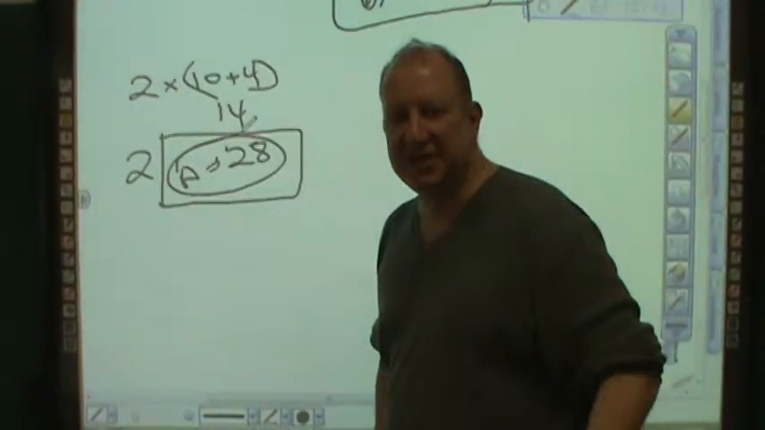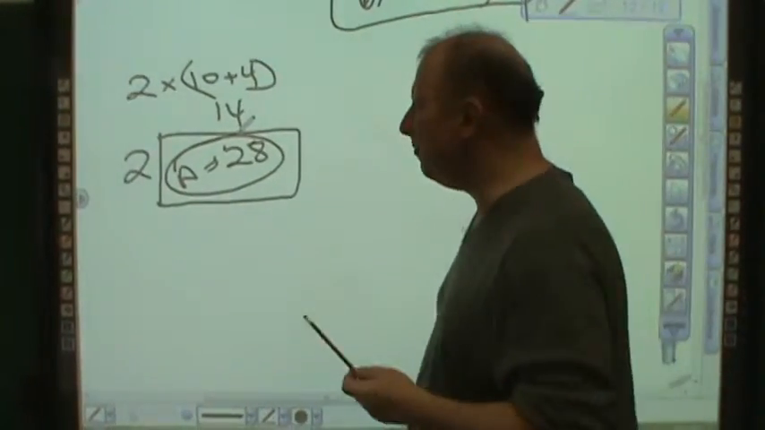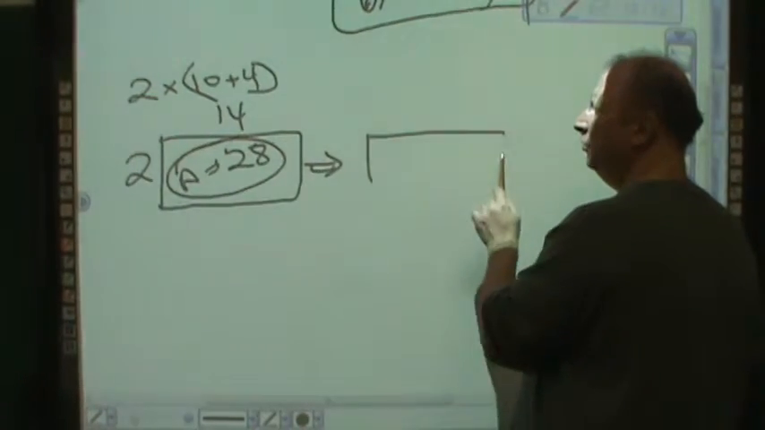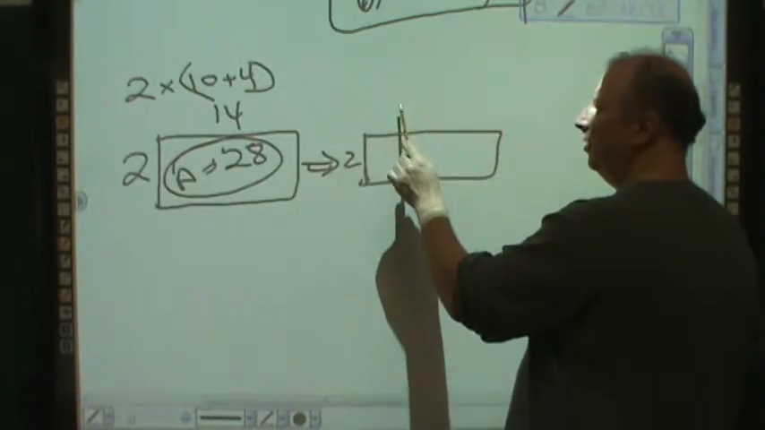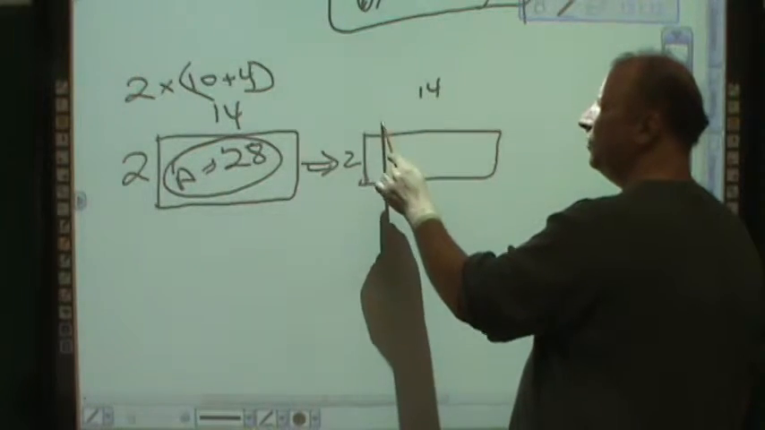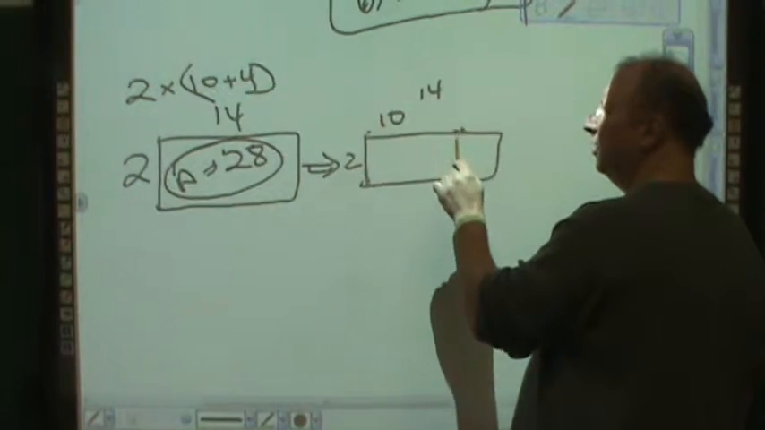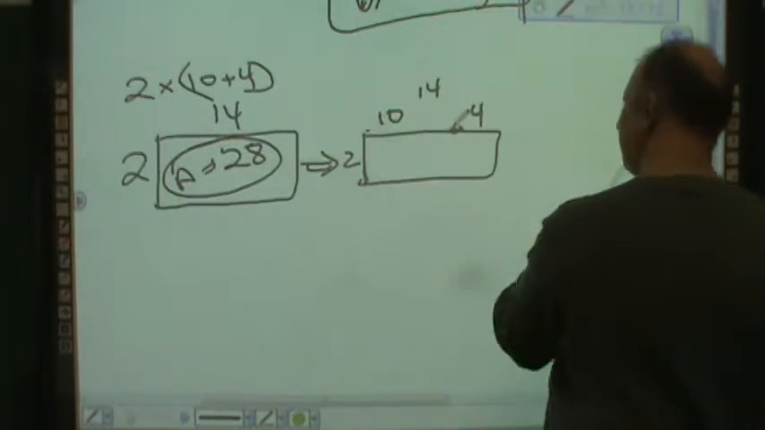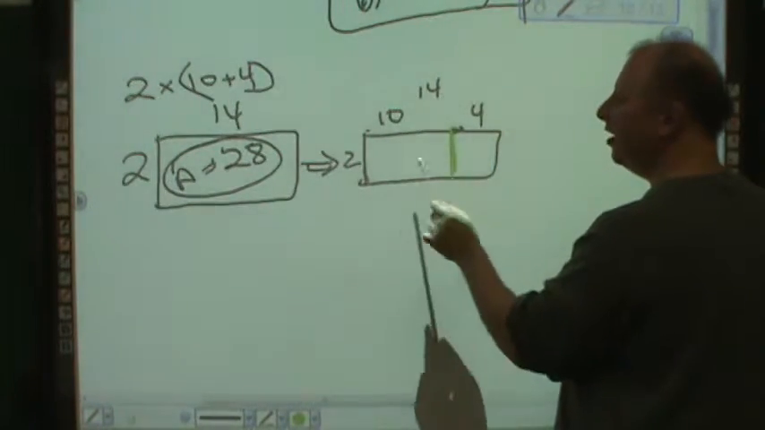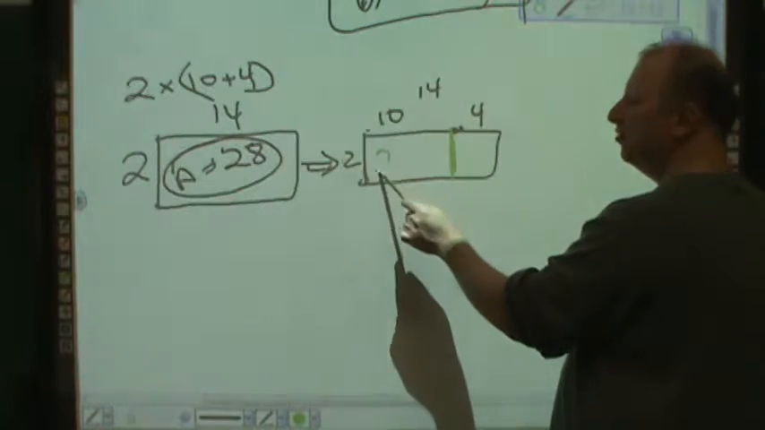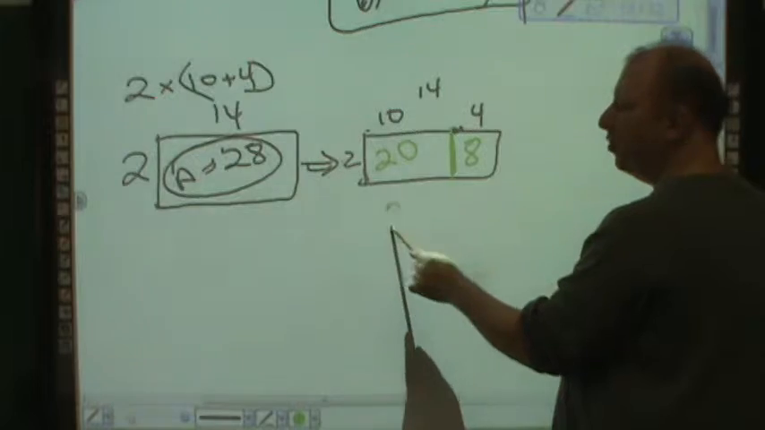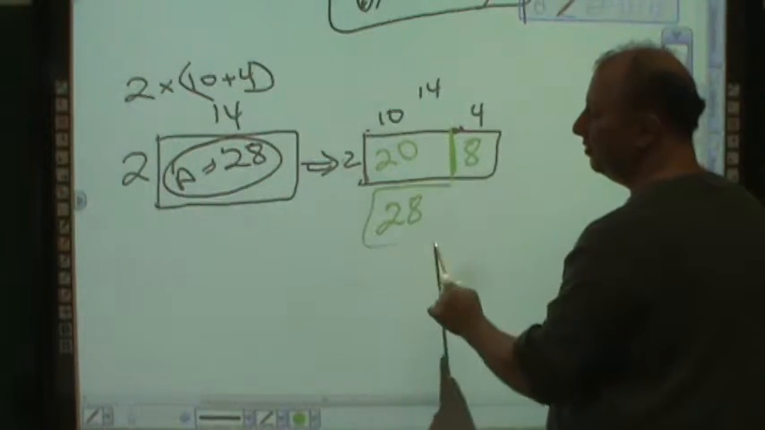Well, let's take that, same logic, another step. Can I say, if that's 2, this is 14, can I say from here to here is 10, and from here to here is 4? Sure, I can. 2 times 10 is 20, and 2 times 4 is 8. So the total area is 28.